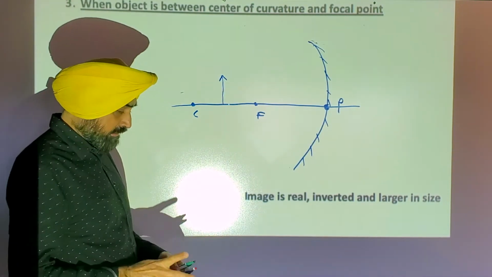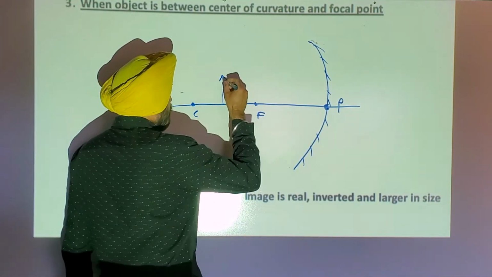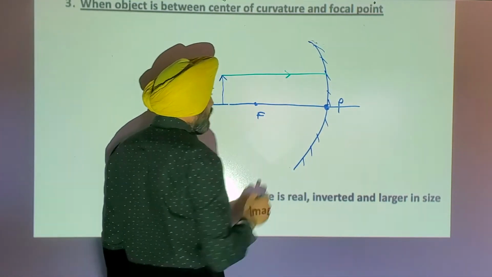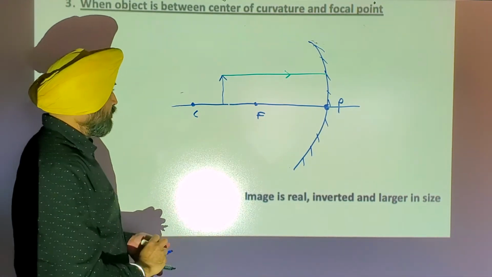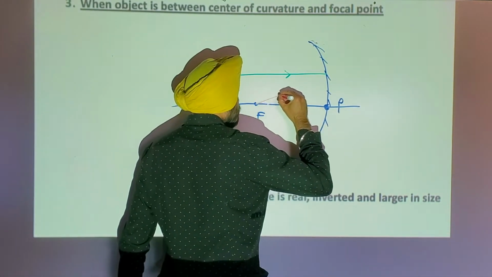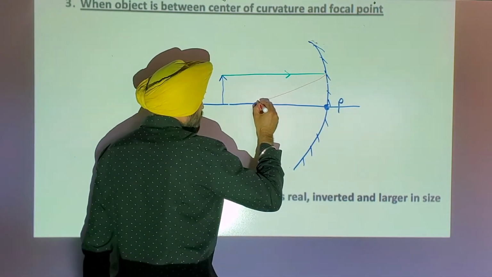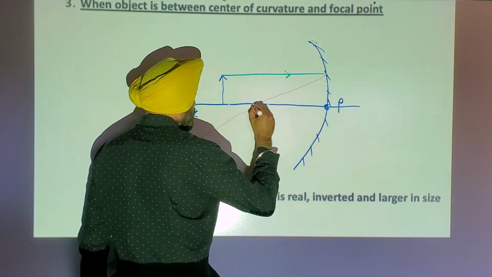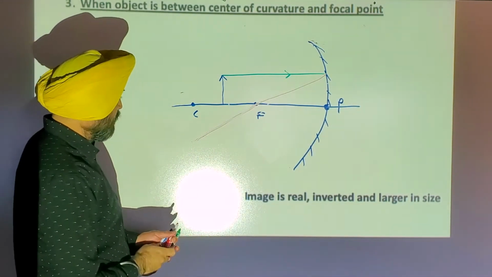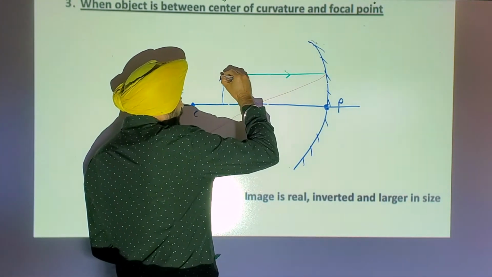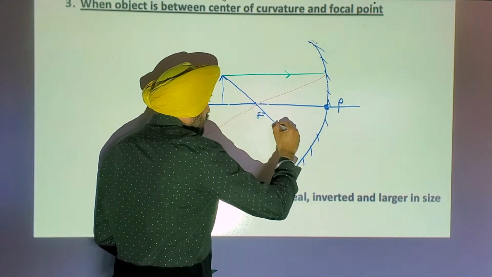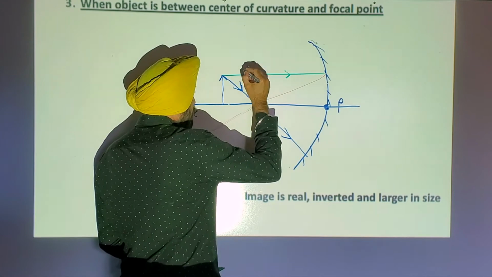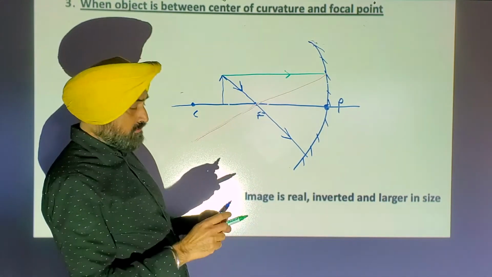So how we draw the ray diagram? So one line goes parallel to the principal axis, the incident ray, and after reflection it will pass through the focal point. And second will pass through the focal point and after reflection it will go parallel to the principal axis.